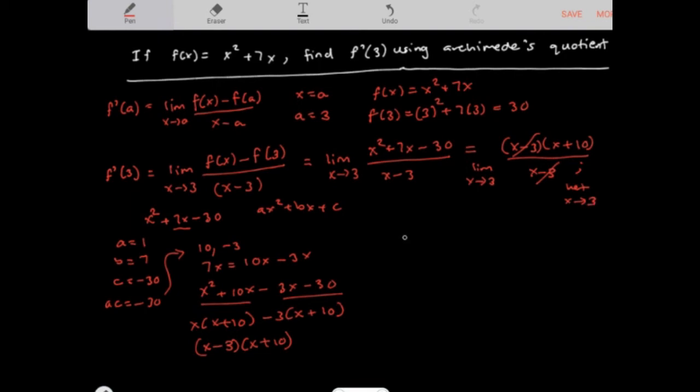So if we let x approach 3, then f prime of 3 here is equal to 3 plus 10, which is 13, right? So now we have basically calculated the slope of the tangent at x equal to 3.